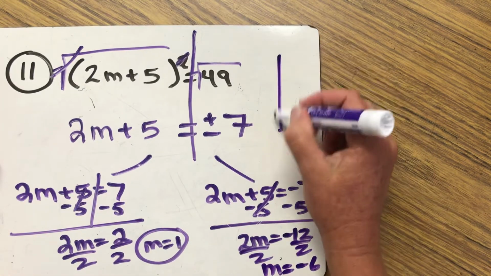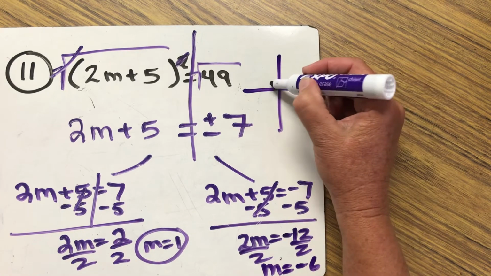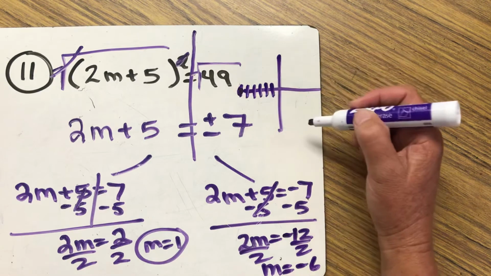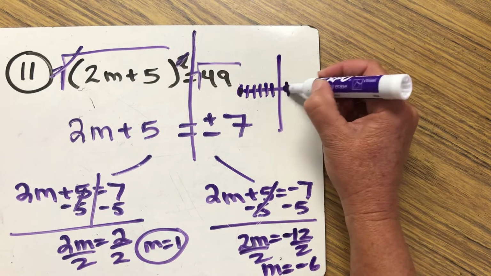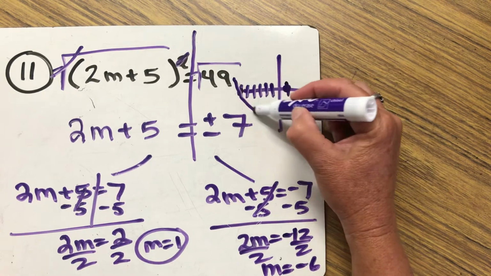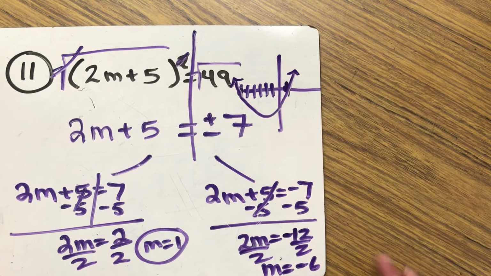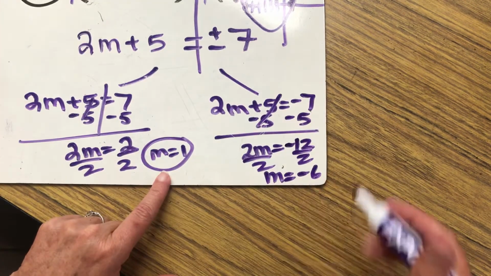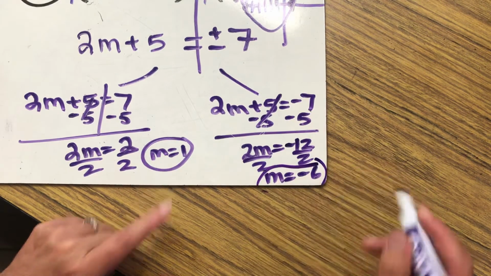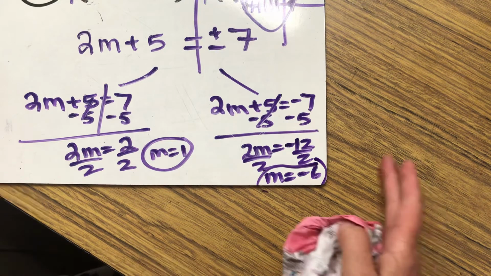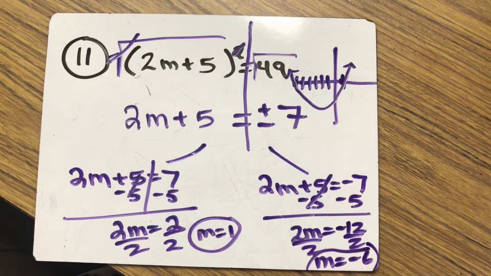Let's again review what they mean. So you have negative 6. 1, 2, 3, 4, 5, 6. You have one intersection point there. You have 1 at 1. I know it's going to be opening upward. So your final two answers are m equals 1 and m equals negative 6. You might want to do that question a couple times just to get the hang of it before you move on to question number 12.